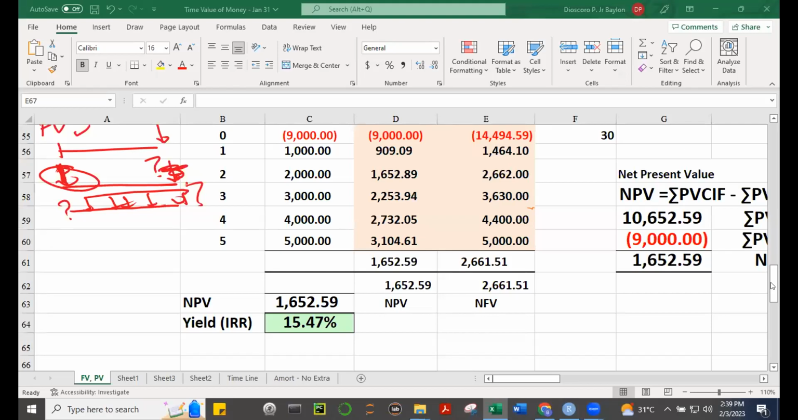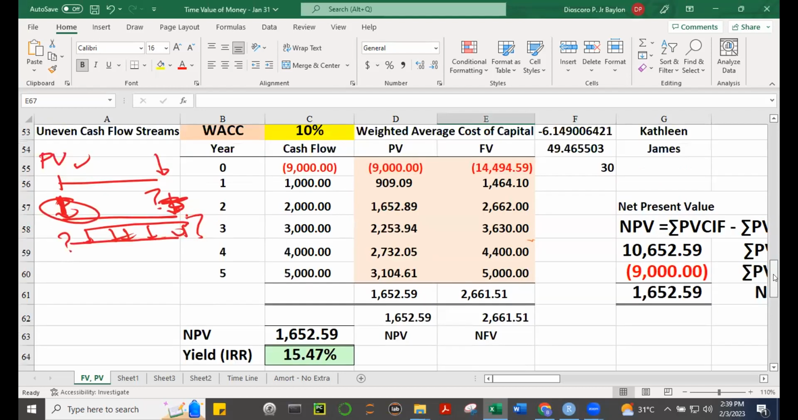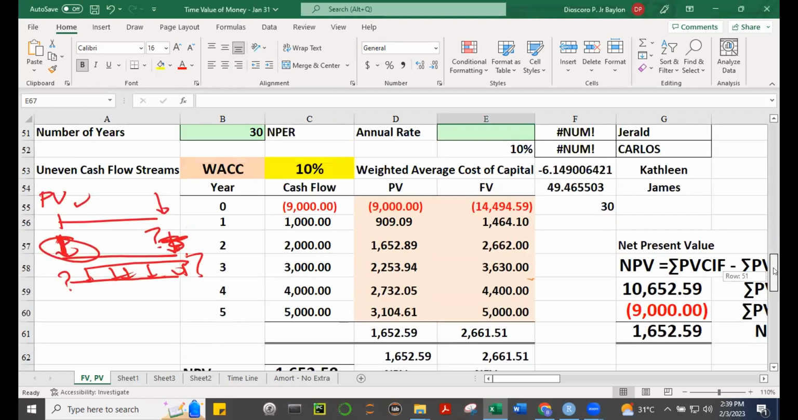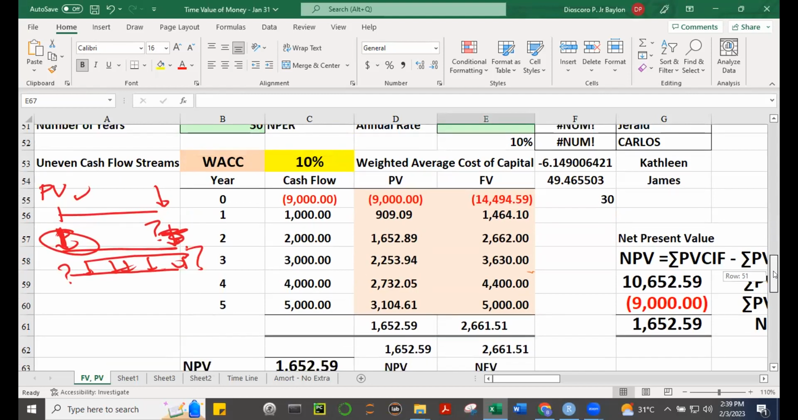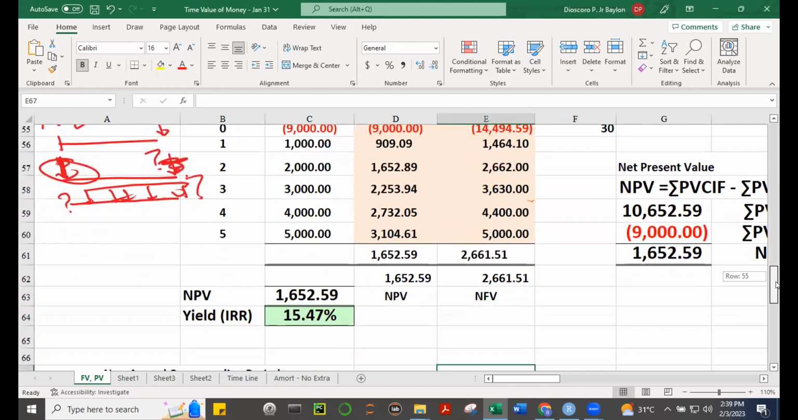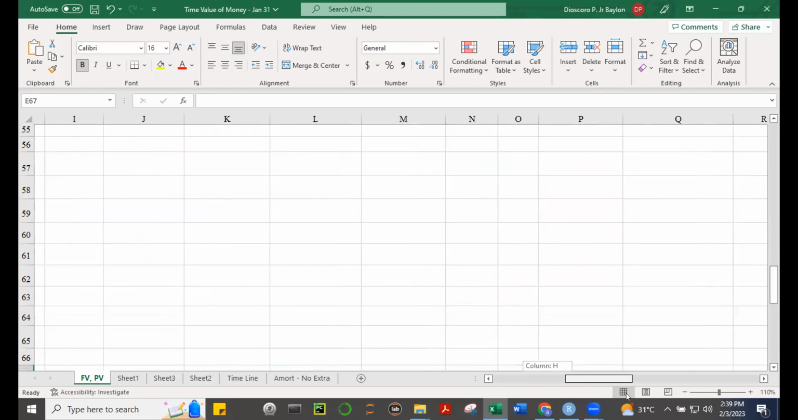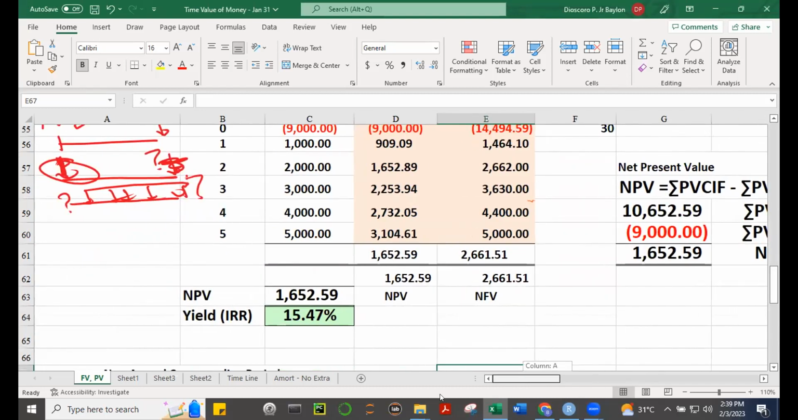Okay, good afternoon. So today we're going to continue our discussion on time value of money. So far, we have learned how to make use of the PV function, the FV, RATE function, NPER, and PMT function. All five functions are important for time value of money problems. And we also learned how to make use of NPV and IRR.